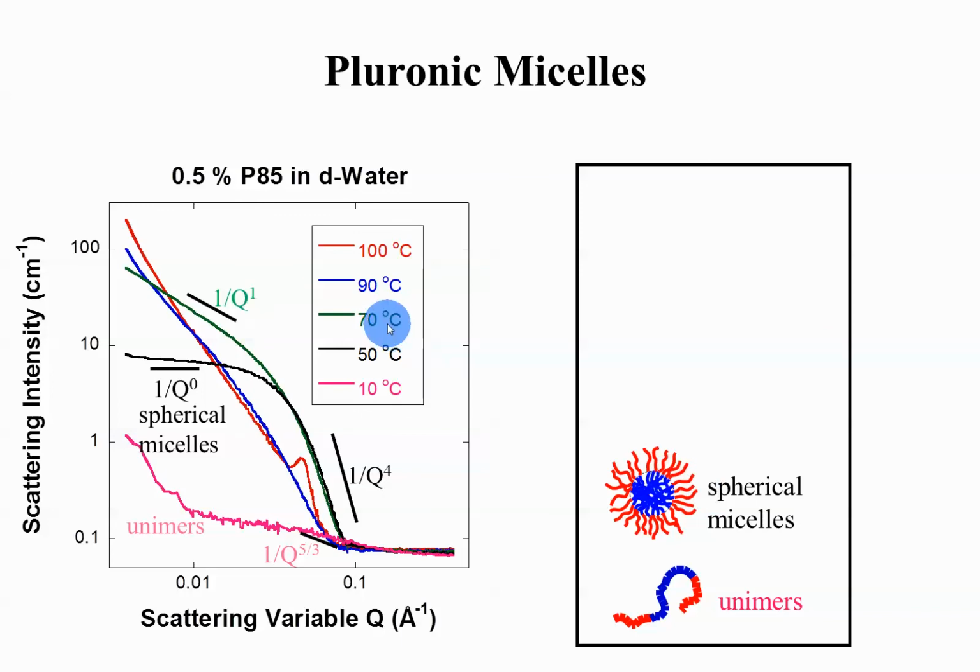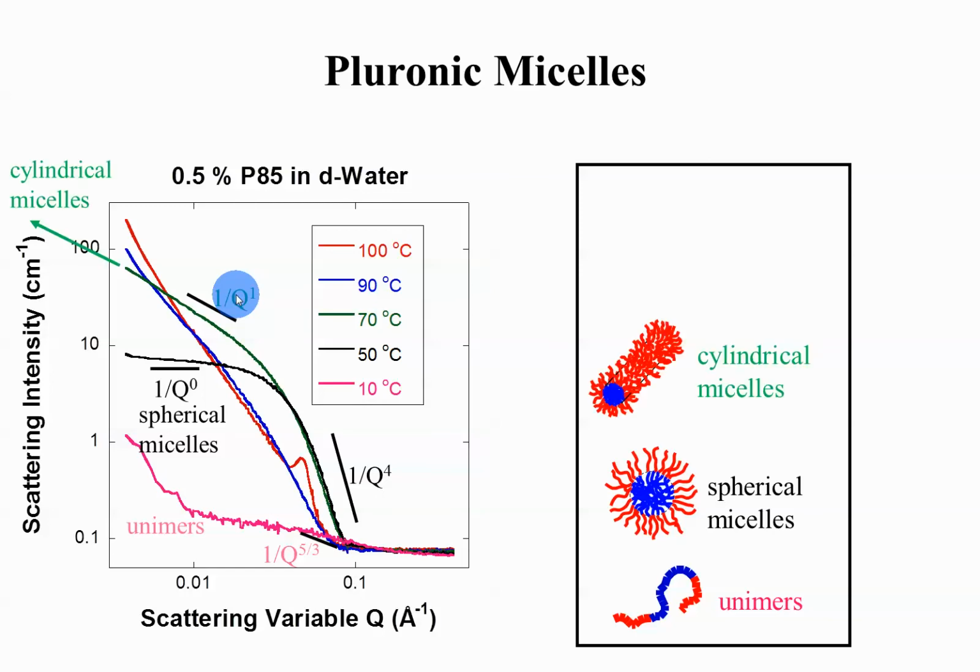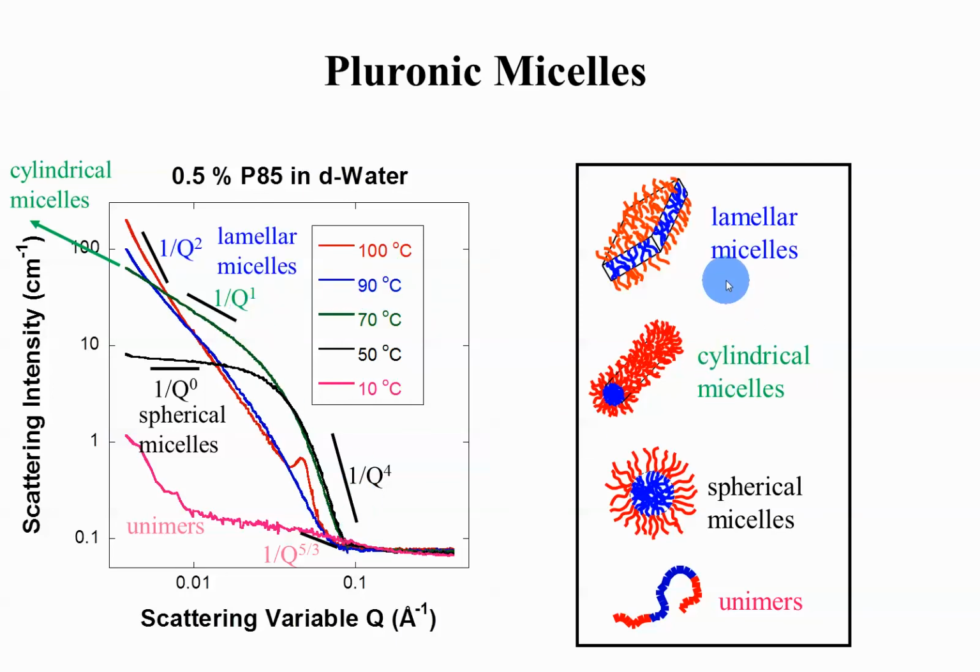At 70 degrees C, we get 1 over Q1, 1 over Q4. Remember, these are cylinders, 1 over Q1. Cylindrical micelles. When we heat up even more, 90 degrees C, we get 1 over Q squared and kind of 1 over Q4. These are lamellar micelles. Very interesting. You can map out all of these phases just based on observation.